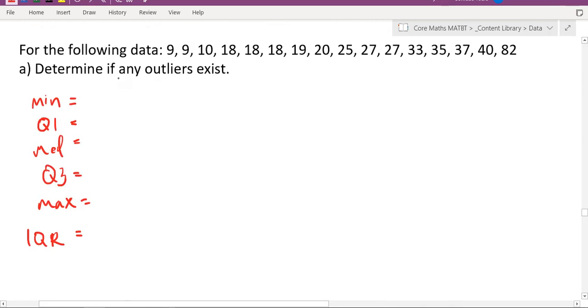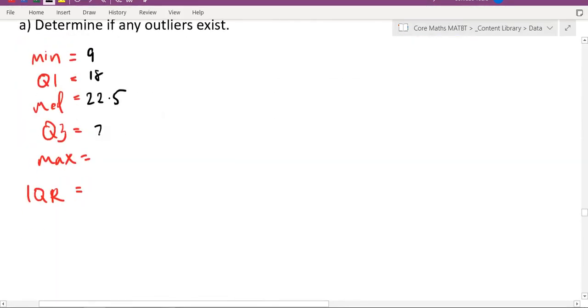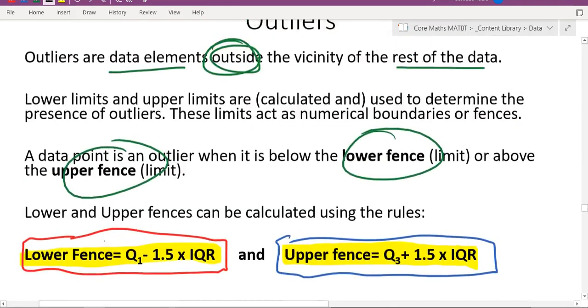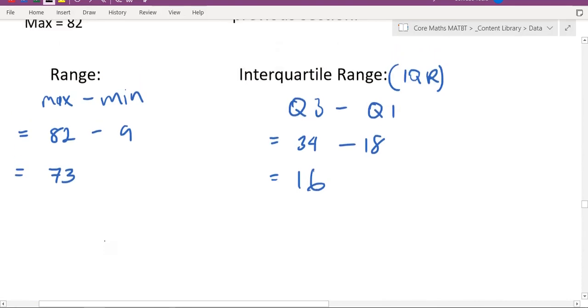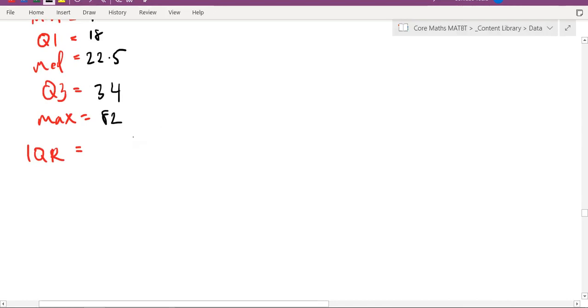So minimum was 9. Q1 was 18. Median was, I think, 24. 22.5, sorry. Q3 was 34, and your maximum was 82. And then IQR 16. We calculated the IQR previously. Remember, IQR is just Q3 minus the Q1. So 16.